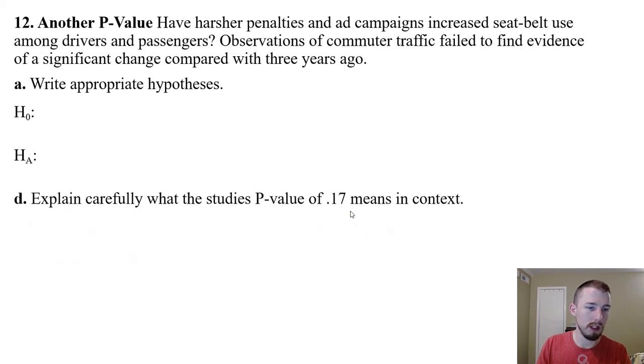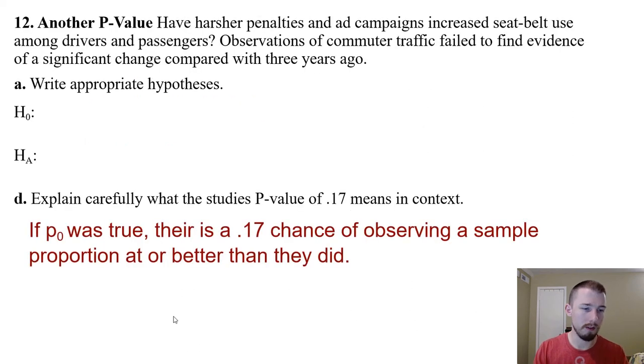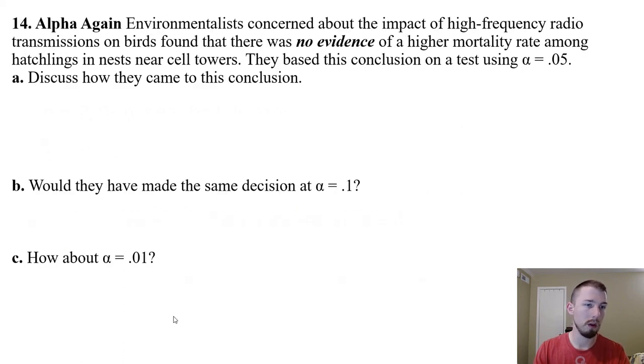All right, so what does it mean in context? I suppose I should show you that. If the null hypothesis was true, then there is a 17% chance of observing a sample proportion or better than they did, which was not beyond our significance level of 10%, 5%, or 1%. So it wouldn't matter.